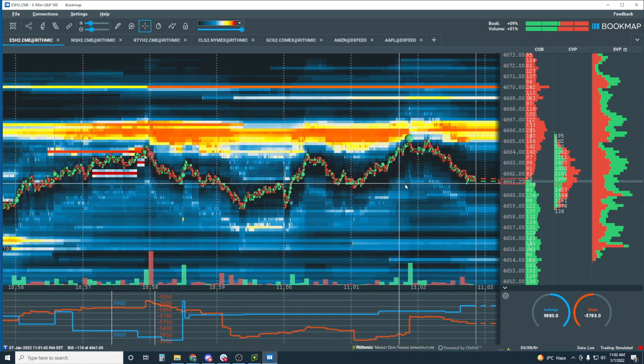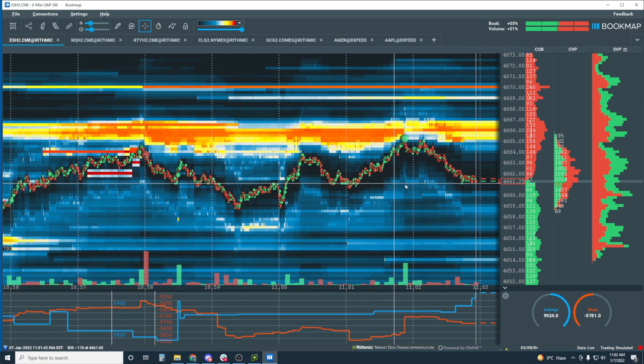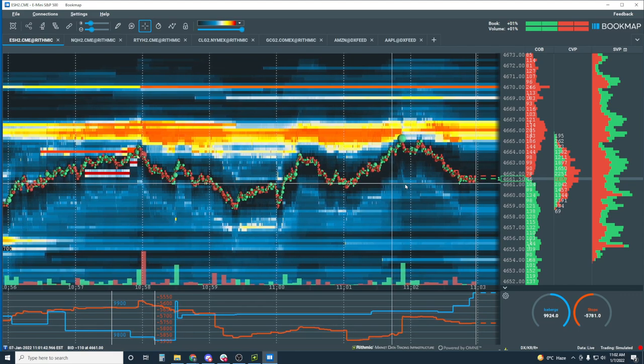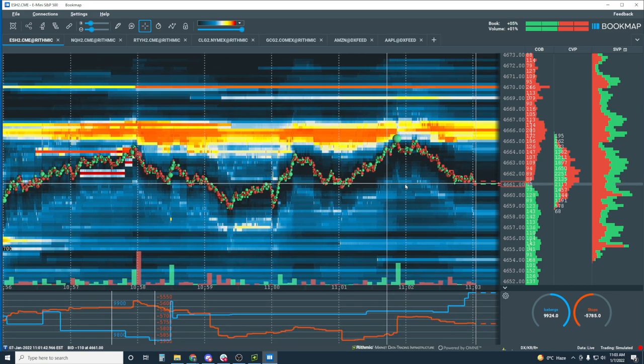Yeah, I agree with you, Doug, on this. Buying icebergs have been executing all the way down. Seems to be typical of larger traders, buying weakness and selling strength. Exactly.